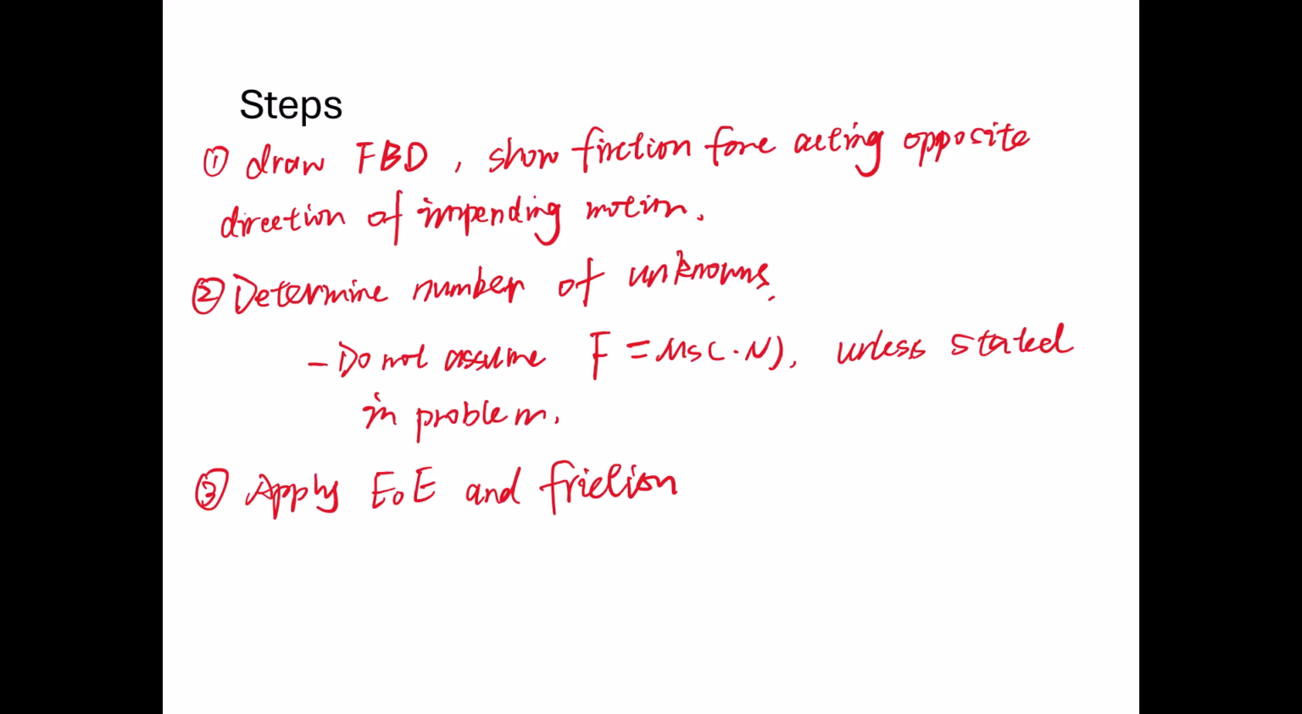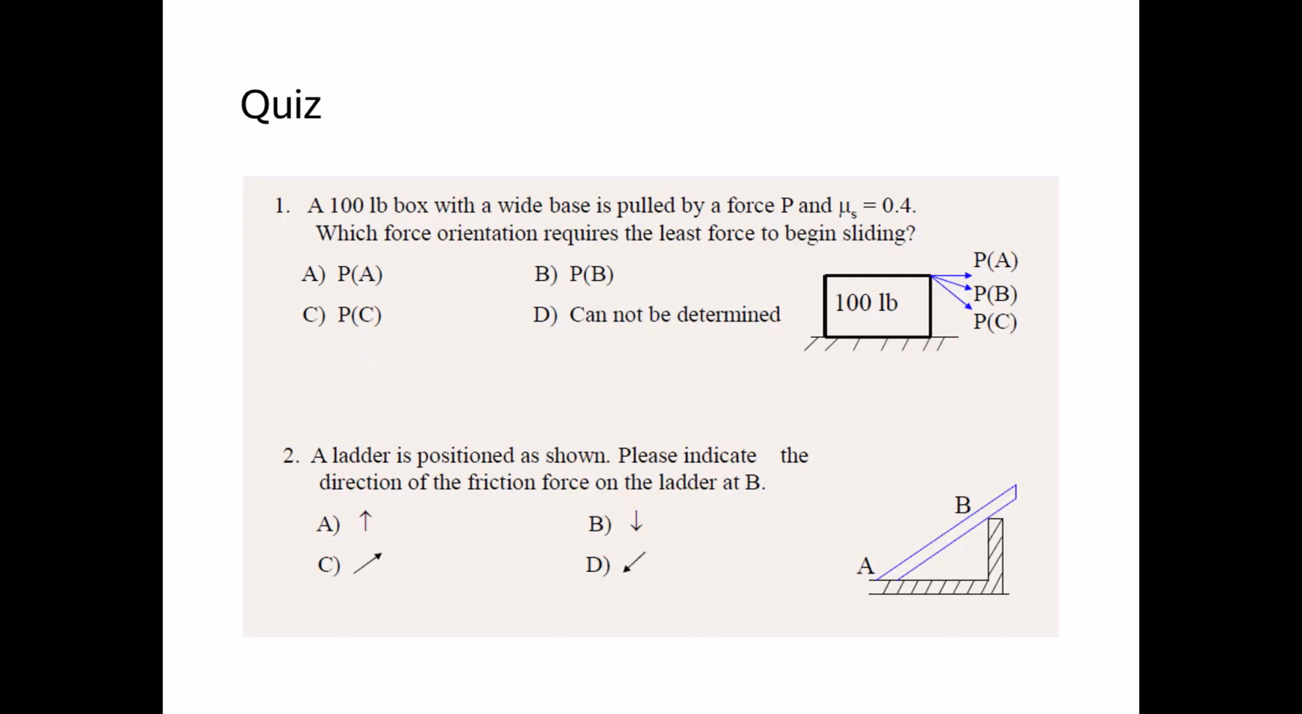Then we can use the equation of the equilibrium and the friction equations to solve for the unknowns. Okay, let's do some quick quiz. So we have a 100 lb box with a white base, which is pushed by the force P. Mu s is 0.4. Which force orientation requires the least force to begin the sliding?